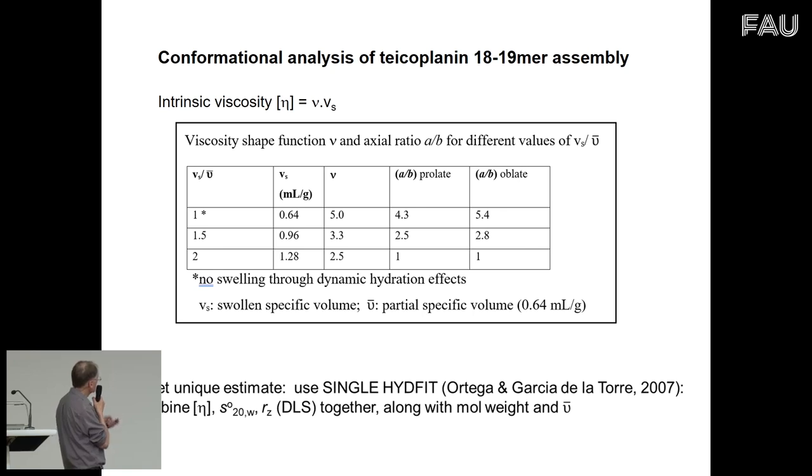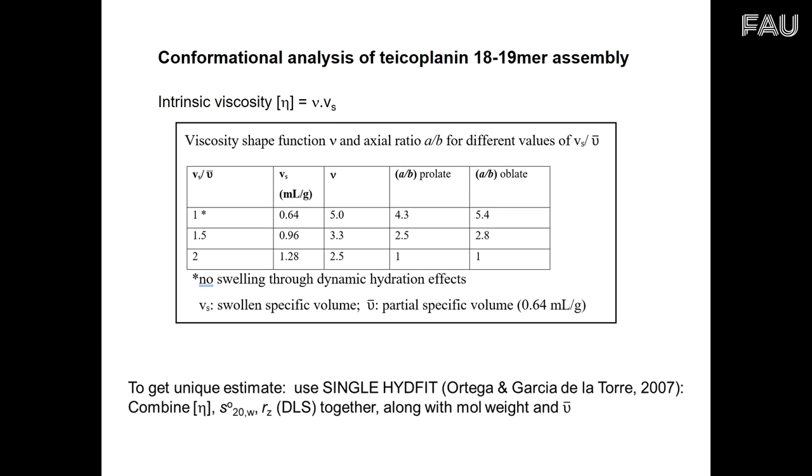So using different plausible values for VS over V bar, we explored the possible shapes of the assembly, and again, we just didn't know from that. It could be a highly hydrated VS over V bar of 2 with spherical, or it could have been 2-4. So we were rather stuck here. So to get a unique estimate, we use Jose's single HYDFIT, which is quite useful.